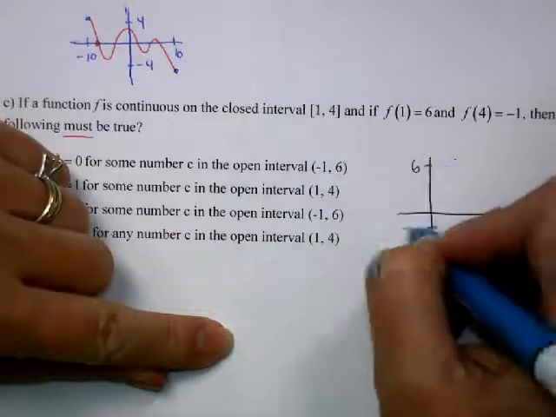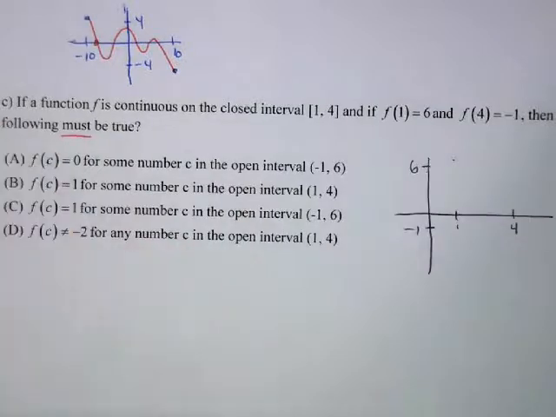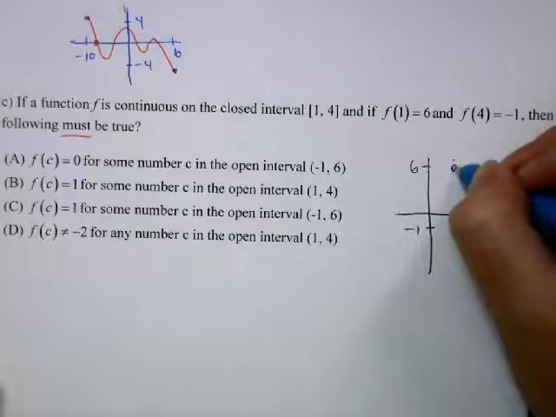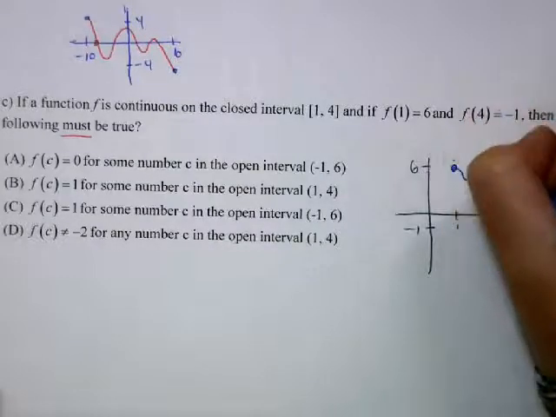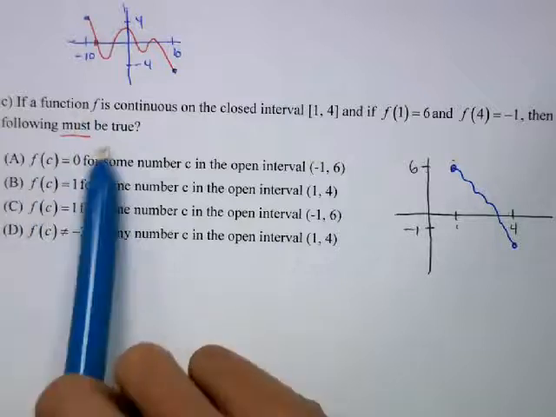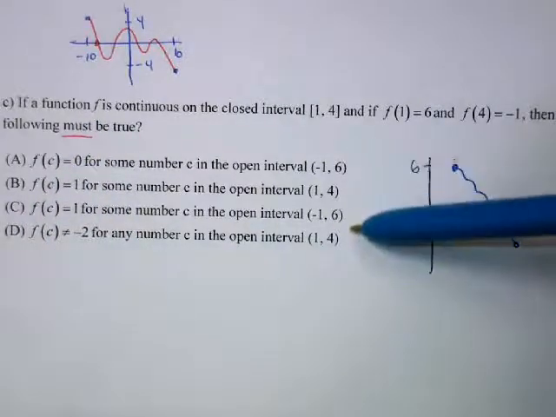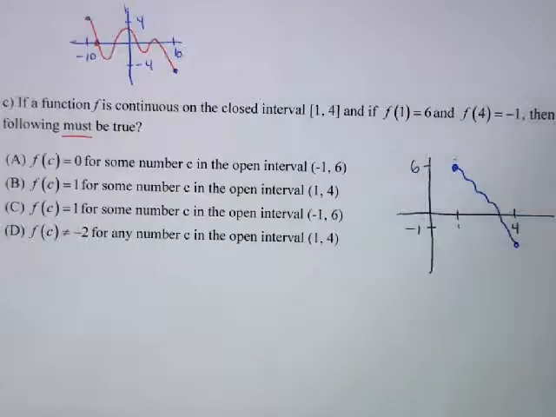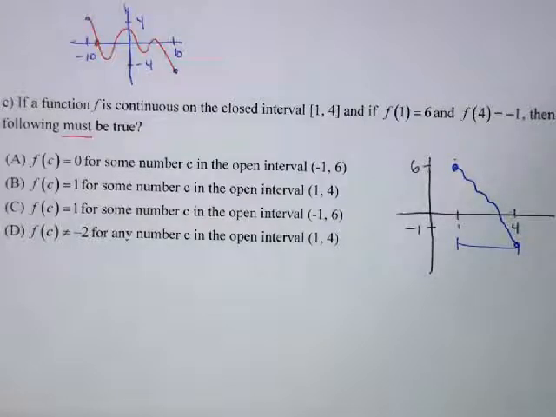Okay, so we are told f of 1 is 6 and f of 4 is -1. So we have to go from here to here. And then we have these options: f of c equals 0, f of c equals 1, f of c equals -1. So the first thing to look at is what interval are we interested in? We want from 1 to 4. The other ones are giving us the y values, which isn't true. So that one's out and that one's out.